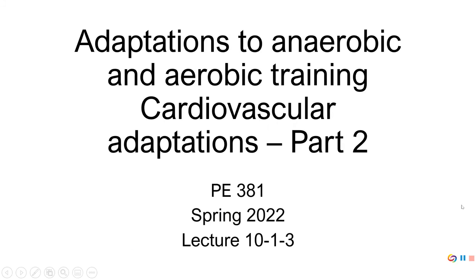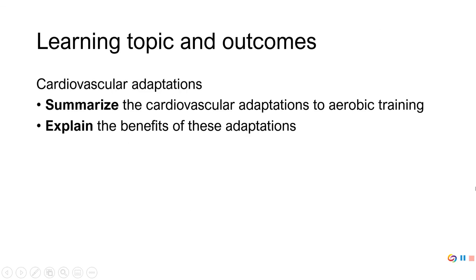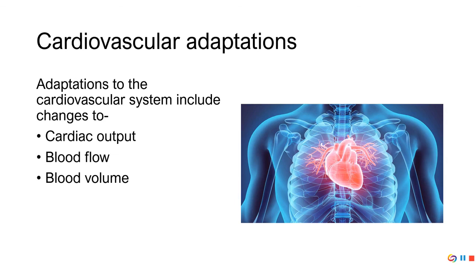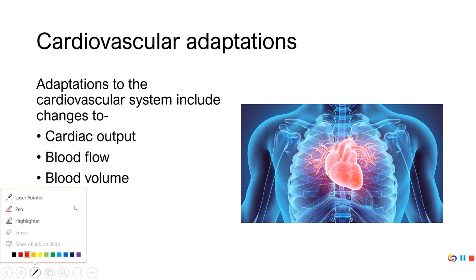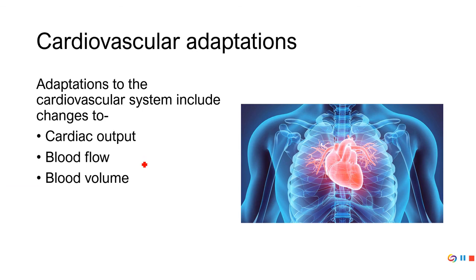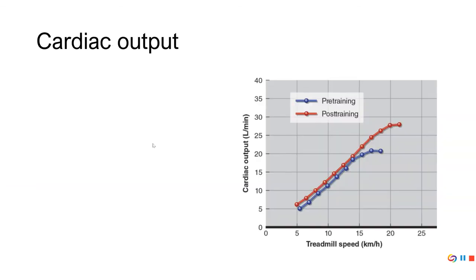All right, so we're going to talk a little bit more about cardiovascular adaptations. The objectives or the outcomes are the same for this one as the last one. I'm going to start off with the same first slide, but now we're going to look at cardiac output, blood flow, and blood volume.